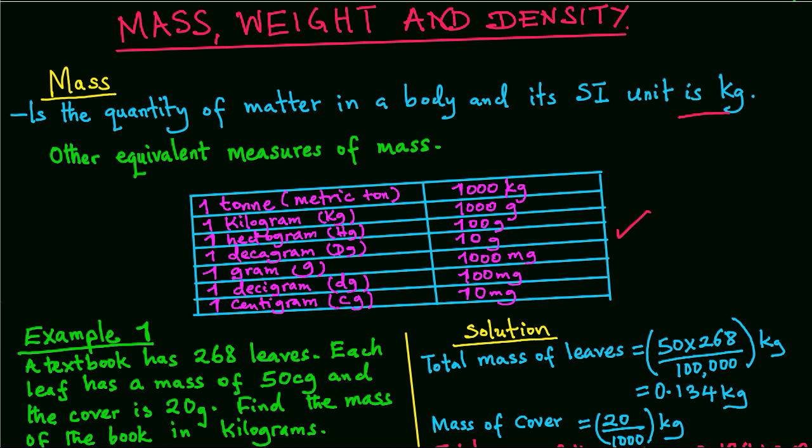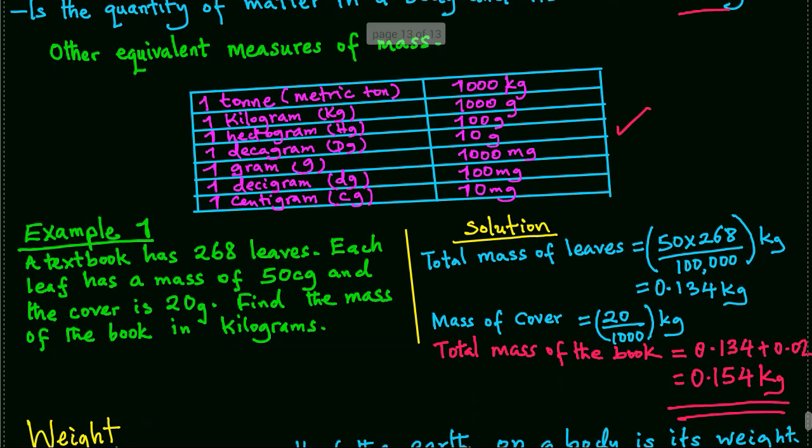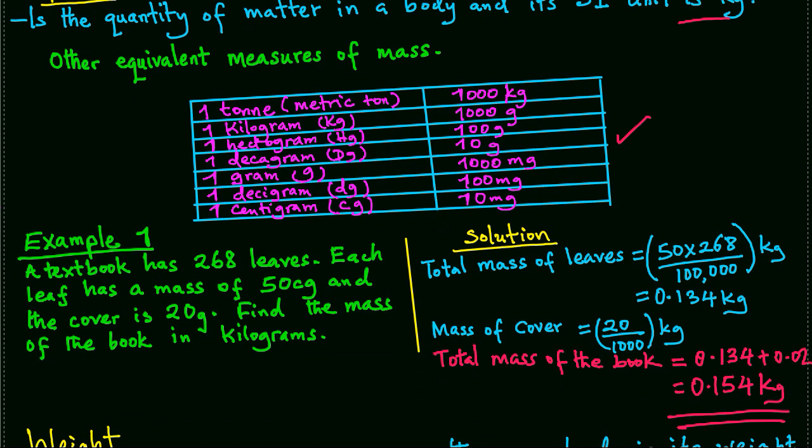And therefore, with it, it is easier to convert from one unit to another. So let's look at example 1, where we are required to find the mass of a textbook in kilograms, given that the textbook has 268 leaves, each leaf having a mass of 50 centigrams, and the cover is 20 grams.